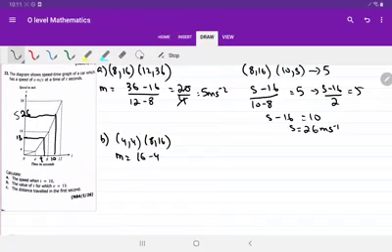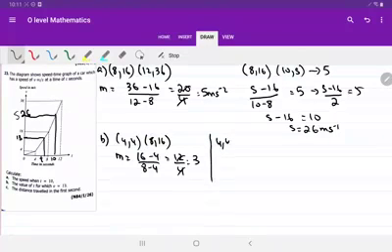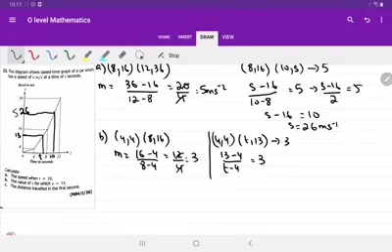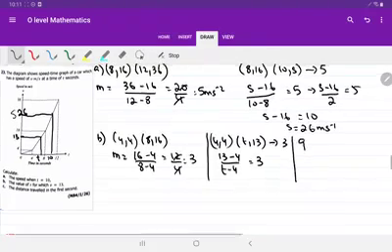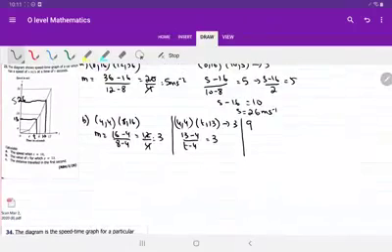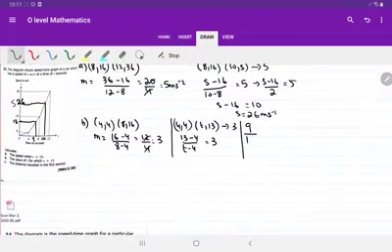The gradient turns out to be 16 minus 4, 8 minus 4, that is 12 upon 4, which is 3 meters per second. Using this gradient, 4, 4, t, 13, and I know that the gradient is 3, so 13 minus 4 over t minus 4 is 3. 13 minus 4 is 9, t minus 4.